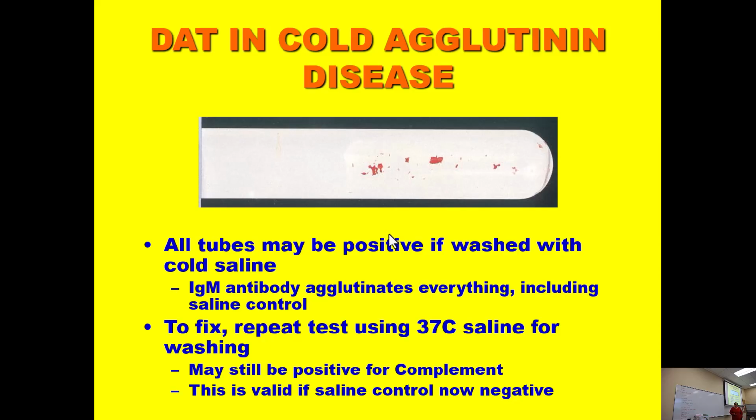DAT, all tubes may be positive if washed with cold saline. The IgM is going to coat, it's going to agglutinate everything, including the saline control. Everything's going to be positive. To fix it, we're going to repeat it using 37-degree saline. May still be positive for complement, but this becomes valid if the saline control is good now.